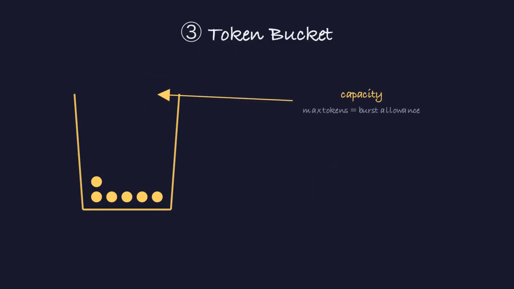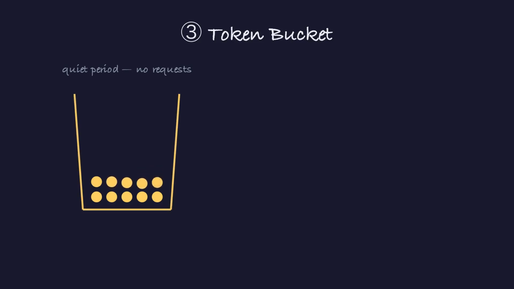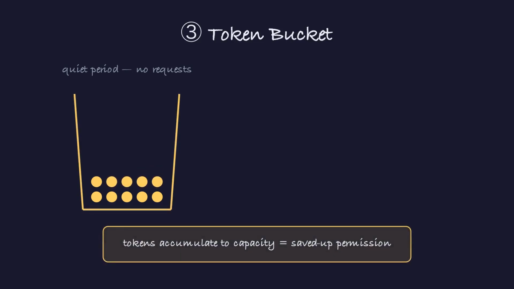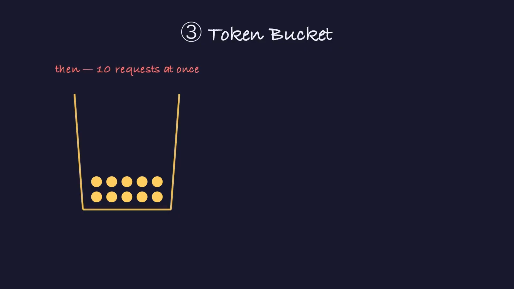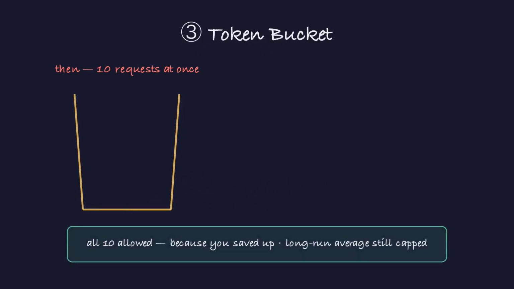Two parameters define it: bucket capacity, the maximum tokens, which is your burst allowance, and refill rate, how fast tokens are added, which is your steady-state rate. Here's the magic. When traffic is quiet and the user makes no requests, tokens accumulate up to the capacity. Think of them as saved-up permission to make requests. Then when the user suddenly fires 10 requests at once, they can because they saved up tokens. That models real behavior. Usage is bursty. Someone opens an app, fires several requests, then goes quiet. Token bucket accommodates that while still capping the long-run average.